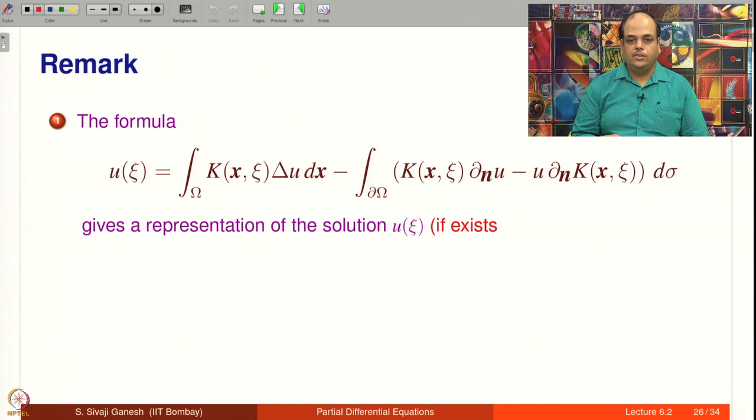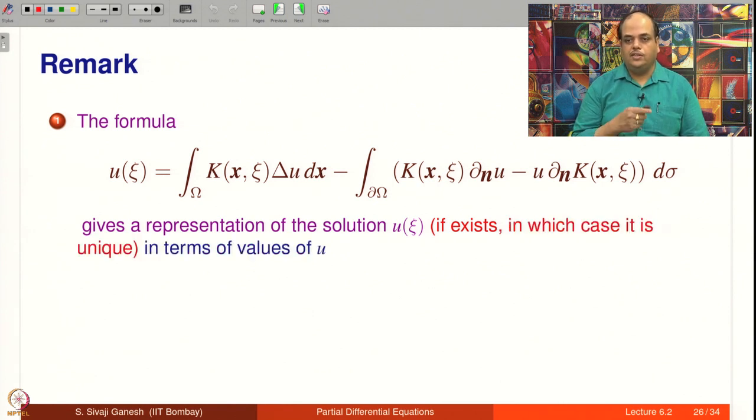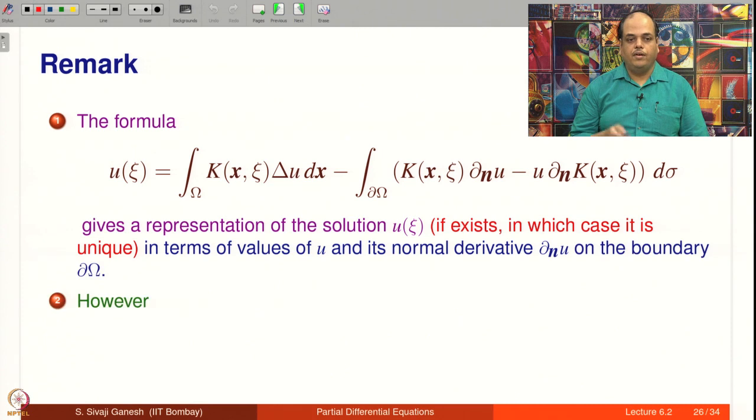Of course, this represents a solution if it exists. Of course, we know that if solution exists, it is going to be unique. We already proved that. So, this formula is a representation for u of psi in terms of values of u and values of dou nu on the boundary of omega.